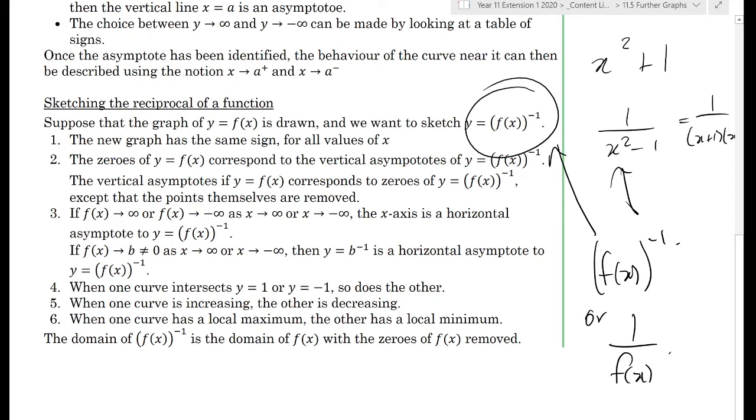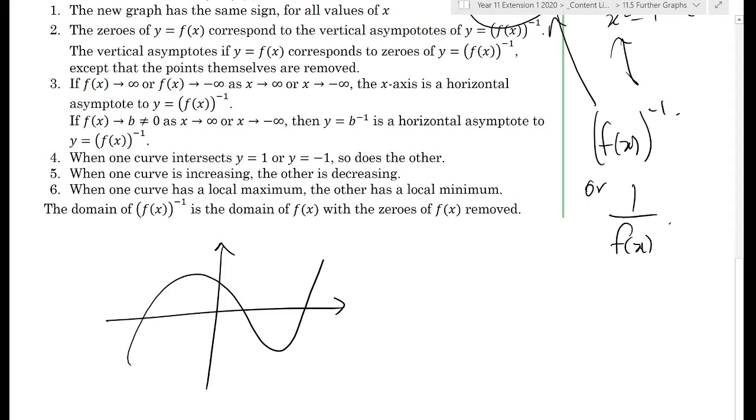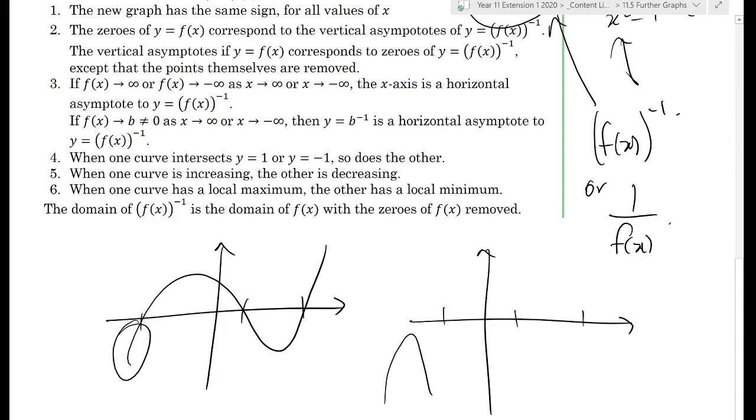Now, the new graph has the same sign for all values of x. If I'm looking at a graph, I'm just going to draw one down here really quickly. It's some random graph like this. When I'm drawing the reciprocal, here are my zeros. My zeros are staying the same, but if this part is negative, then that means my reciprocal is going to be negative in some way.